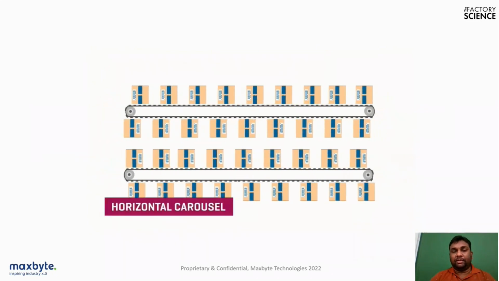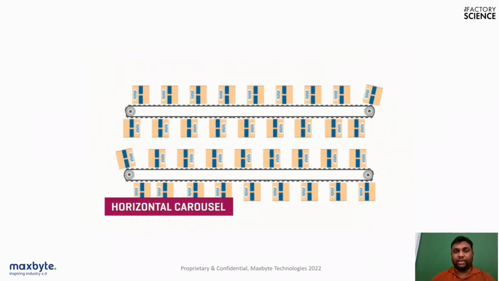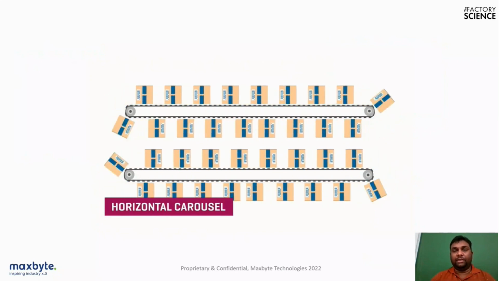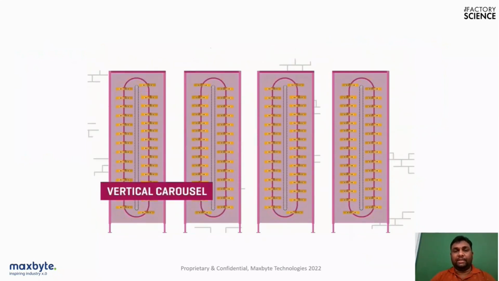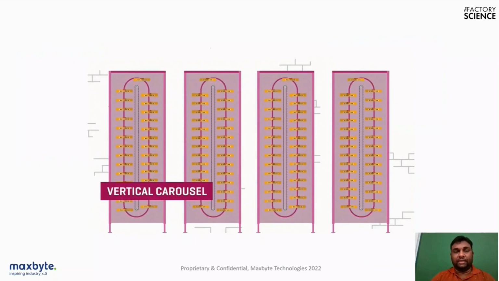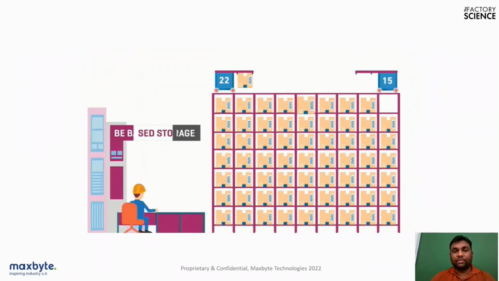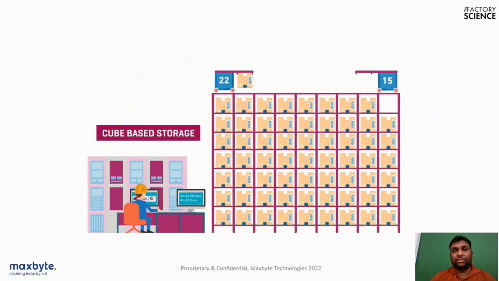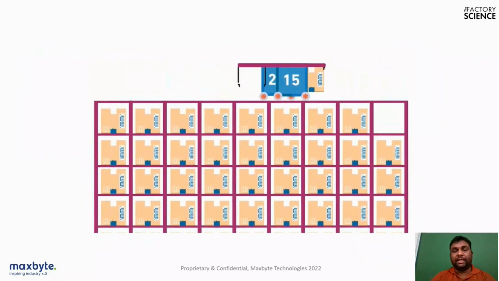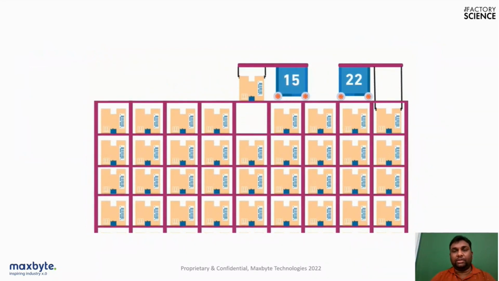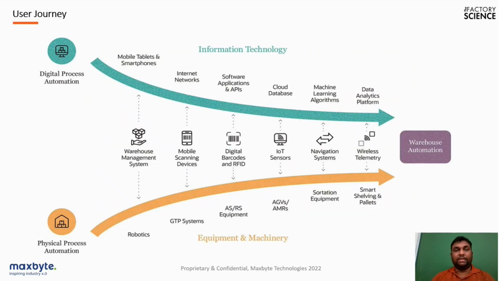And this is the horizontal carousel. As we've seen, it will keep on rotating, and the materials will be stored in a fixed storage system there. And this is vertical. Similarly, it is a vertical carousel. And cube-based storage is also one form where there will be multiple cubes allocated, and automated robots or cobots will be used to pick up and place the materials at the required station and deliver to the particular station. So these are some types of automated storage and retrieval systems currently available in the market.